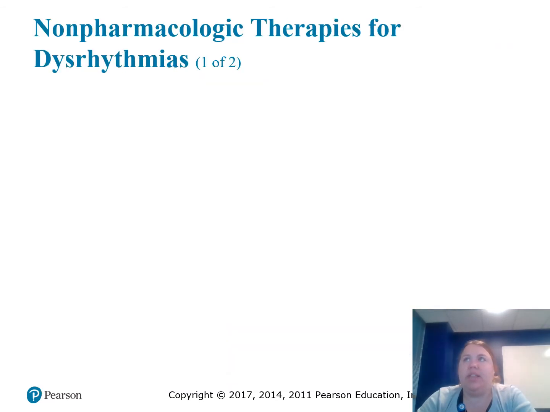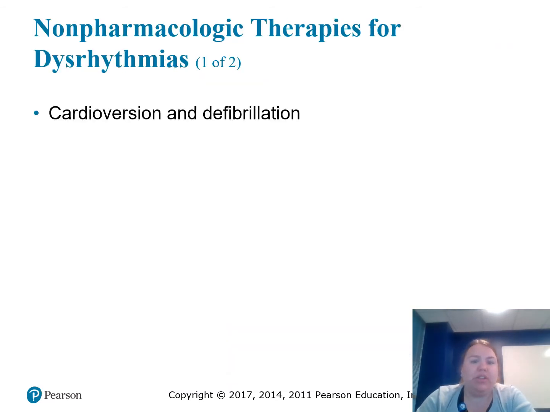Okay, so the next is some non-pharmacological therapies for dysrhythmia. So if someone's in a dysrhythmia, depending on their dysrhythmia, they can have a cardioversion, which you're going to have the code cart. You'll turn on the code cart and you'll actually put it to synchronize for cardioversion because it's going to line up with the QRS. Now you could do defibrillation. So they could defib a patient.